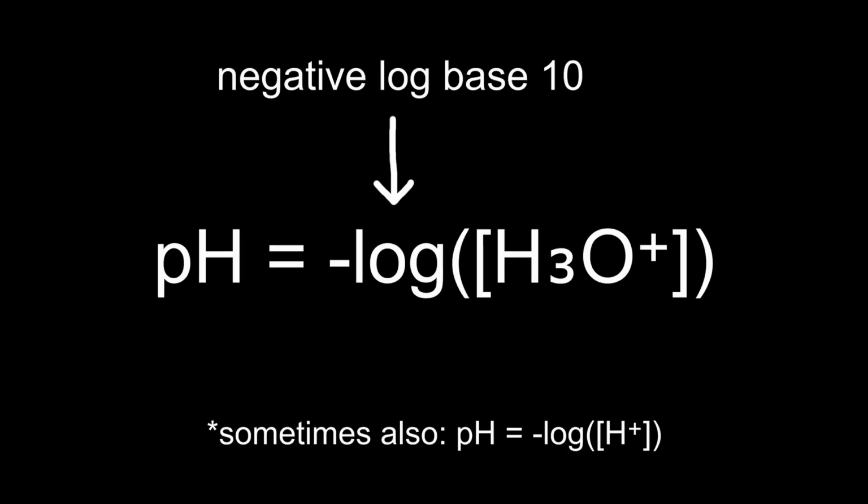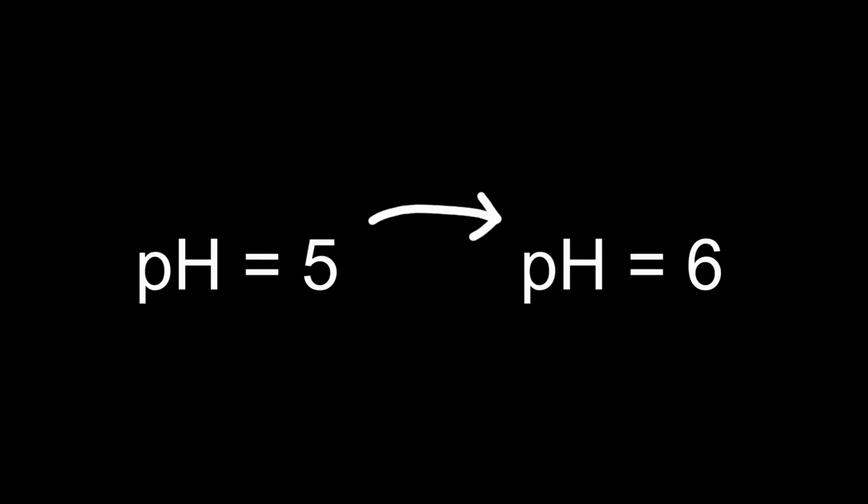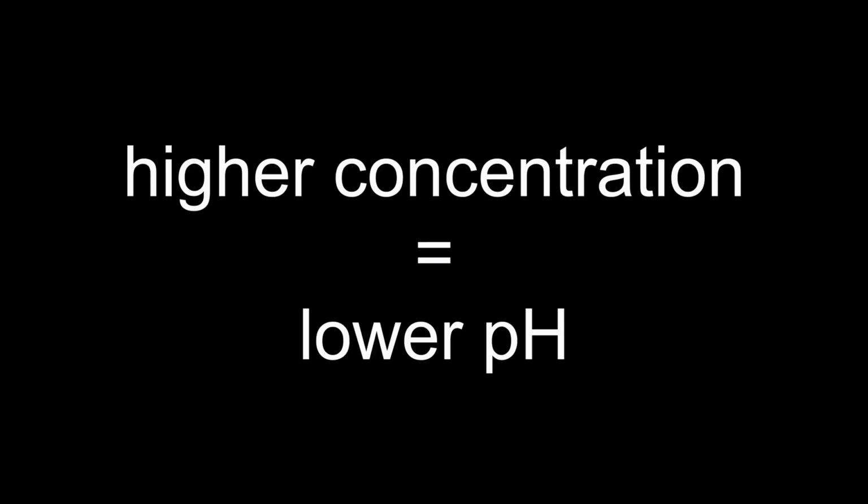Mathematically, it's defined as the negative log of the hydronium concentration, which means one step on the scale is a 10 times change, and also, since it's a negative log, the higher the concentration, the lower the pH.